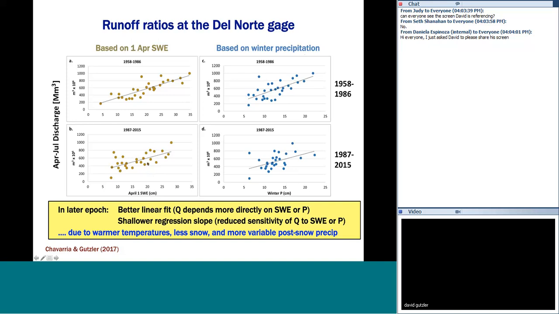There's another feature of these two graphs, and that is that the slope of the line is shallower in the lower plot, which tells us that the sensitivity of runoff to, in this case, April 1st snowpack is now less. And I would argue that is what we would expect to happen in a period of time when snowpack has decreased relative to the amount of rain, which, remember, is not exhibiting any downward decline in total precipitation. And so the sensitivity of our forecasts is getting worse. I could make pretty much the same argument using a more traditional runoff ratio based on winter precipitation. So I would say that the effects of warmer temperatures exhibited by these runoff ratios are already being seen in our attempts to make year-to-year forecasts based on snowpack.